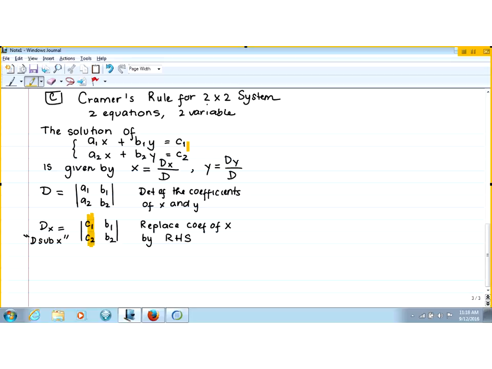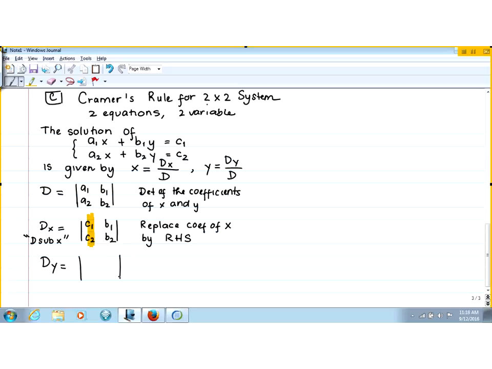No, no. So you're not changing the order. Yeah. So the x we just replace with C1, C2. So it moves here, as the first column. And this is read as d sub x. Good question.